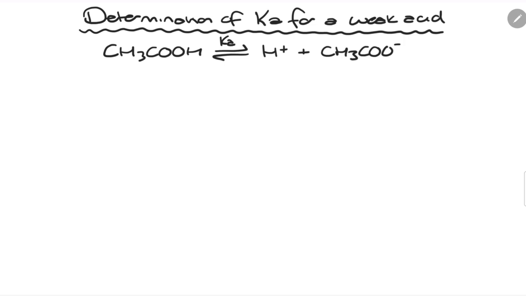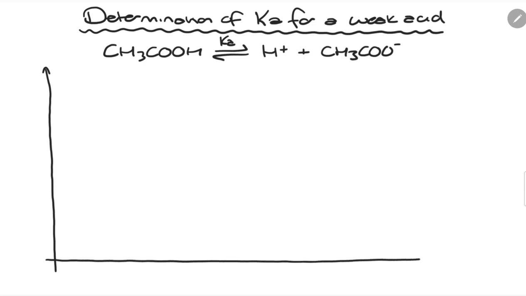Now, the only way we can generate a Ka for a weak acid is to do an experiment. That experiment involves us taking a sample of the weak acid, so typically 25 centimeters cubed, and essentially setting up a titration whereby we titrate it against, for example, sodium hydroxide, and we monitor the pH.